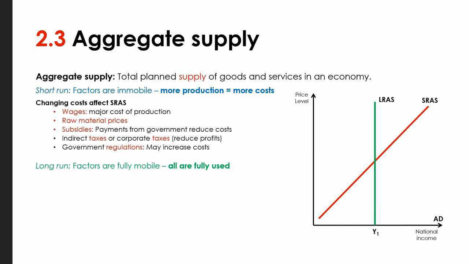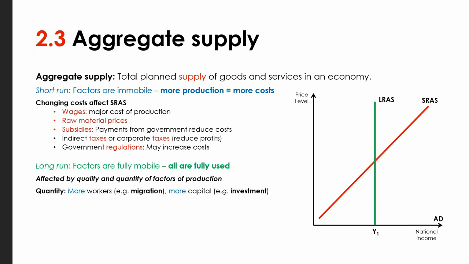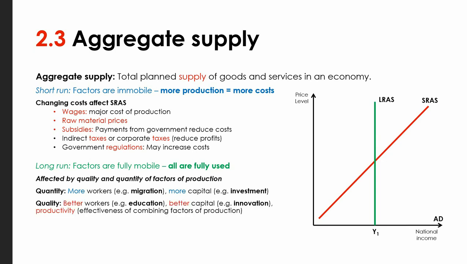They're all fully used. So we're at that fixed level. And the things that affect that productive capacity, that fixed long-run level of national income, are going to be things that improve our ability to produce, the quality and quantity of our factors of production. More quantity would mean things like more workers, perhaps through migration, or more capital through investment. Whereas quality, we're thinking better workers, perhaps from increased education, or better capital from more innovation, or more productivity as we become better at combining the two.